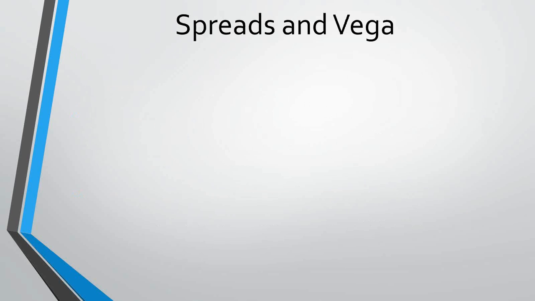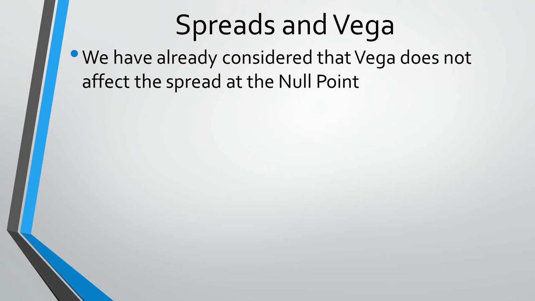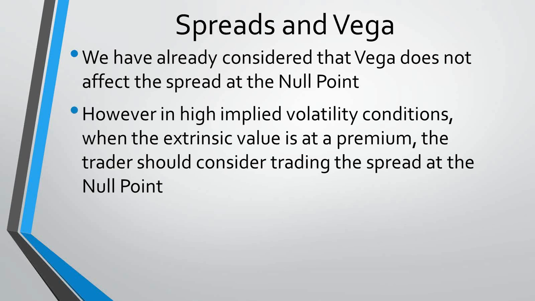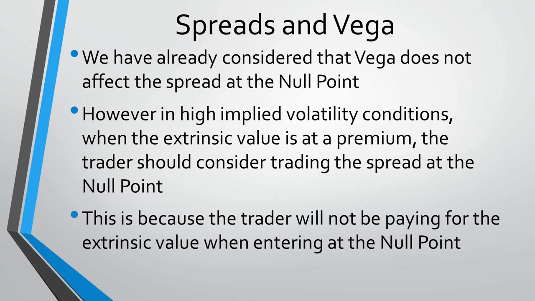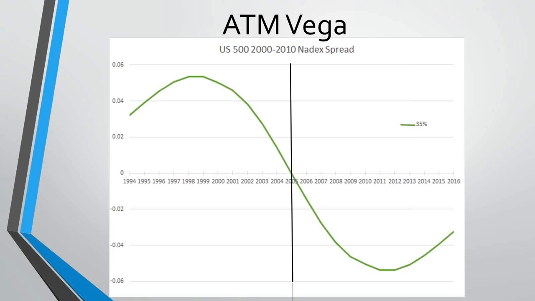All right, let's look at the spreads and Vega. Again, Vega is the implied volatility component. So we've already considered that Vega does not affect the spread at the null point. However, in high implied volatility conditions, when the extrinsic value is at a premium, the trader should consider trading the spread at the null point. This is because the trader will not be paying for the extrinsic value when entering at the null point. I love to put these on in very high implied volatility conditions.